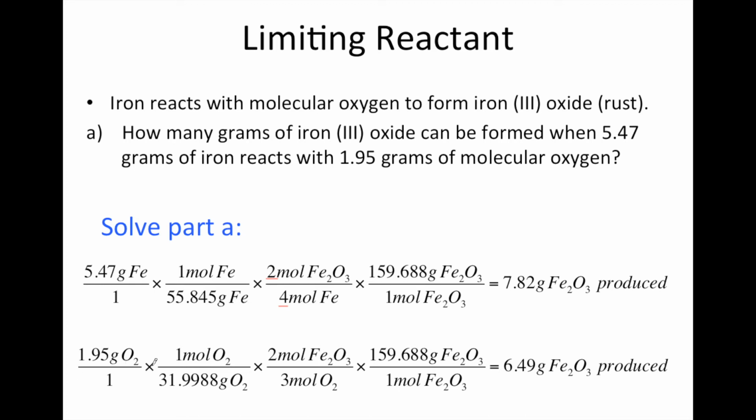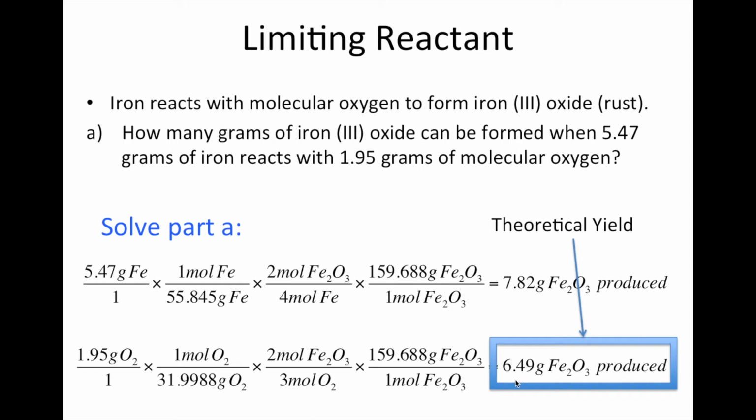1.95 grams of oxygen, convert it to moles, and then convert it to grams of iron(III) oxide as we have here. So my grams of oxygen will allow me to produce only 6.49 grams of iron(III) oxide. So now remember, I cannot produce both 7.82 grams and 6.49 grams of the product in the same chemical reaction. Only one of these is correct, and that's going to be the smaller of the two. So we would say that 6.49 grams of iron(III) oxide is my theoretical yield. The 7.82 grams, well, that's meaningless, so let's cross that out.